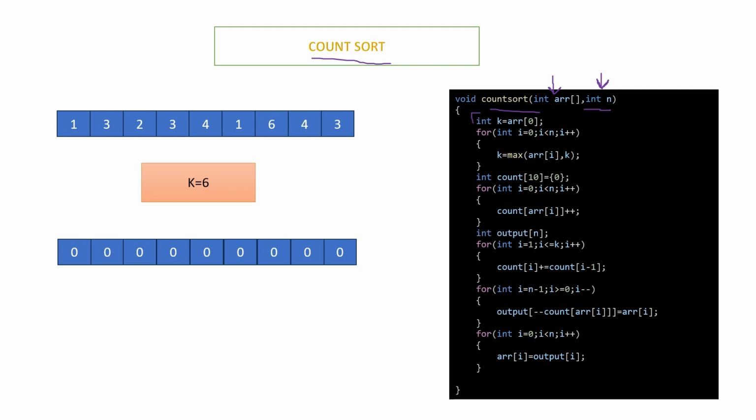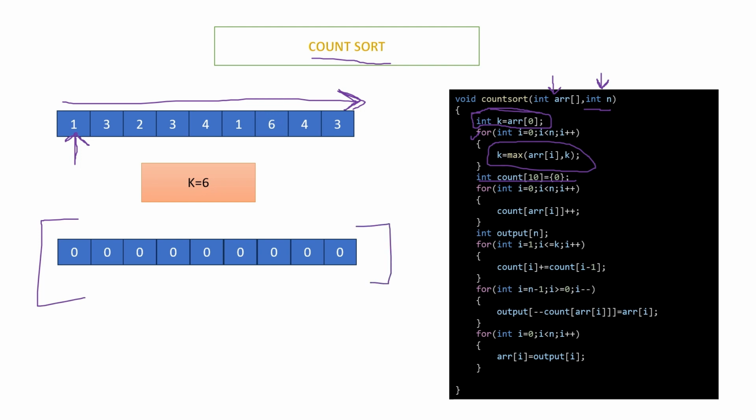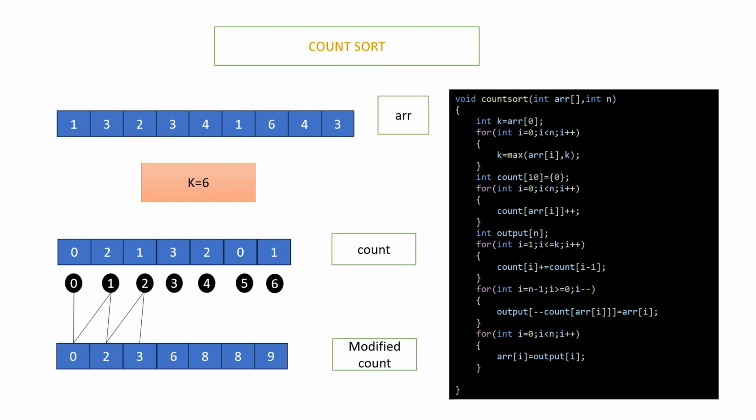First we initialize a variable k with the first element of the array. Basically we create a for loop which runs from 0 to n, the last index of the array. We take the maximum number which is present in our array, and then we create an array which contains 10 spaces with 0. All these places are initialized by 0 in the count array, and then we create one more array.